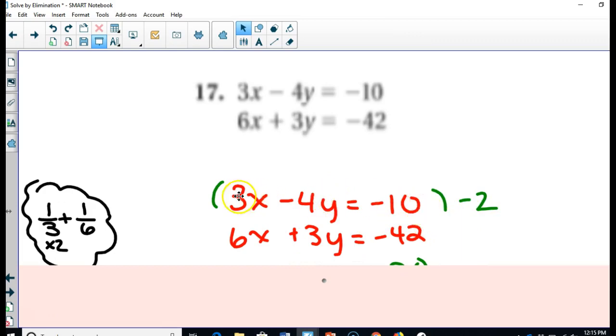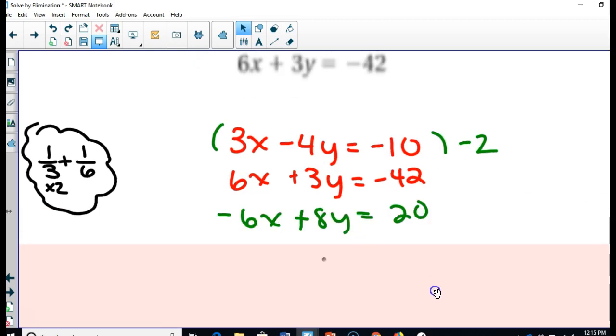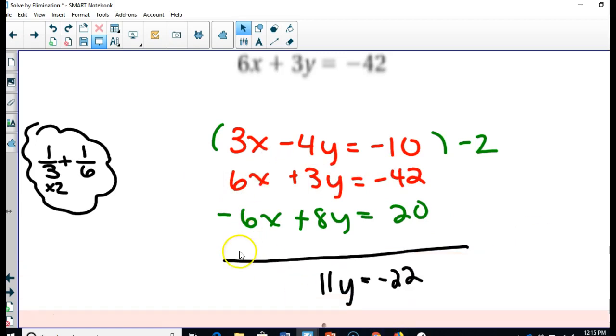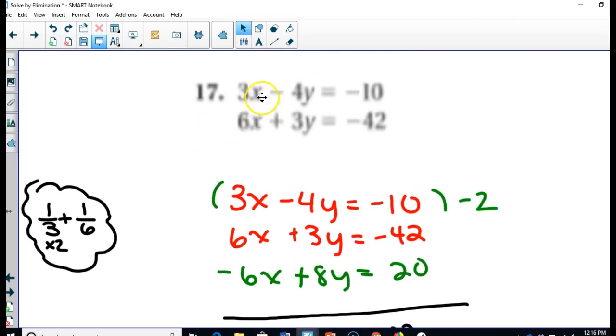Each term needs to be multiplied. When I do that, I get negative 6x plus 8y equals 20. I didn't rewrite that second equation because it's right under there. And I can combine now. My x's cancel. I get 11y is equal to negative 22. Again, I'll let you finish the rest. Solve for y. Take your y value and plug it into one of these equations, and solve for x.